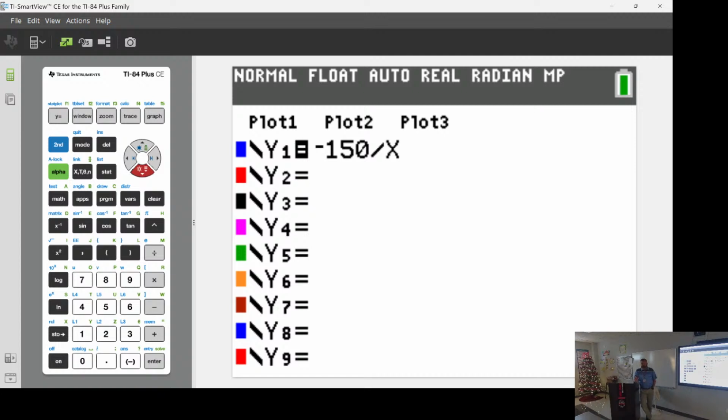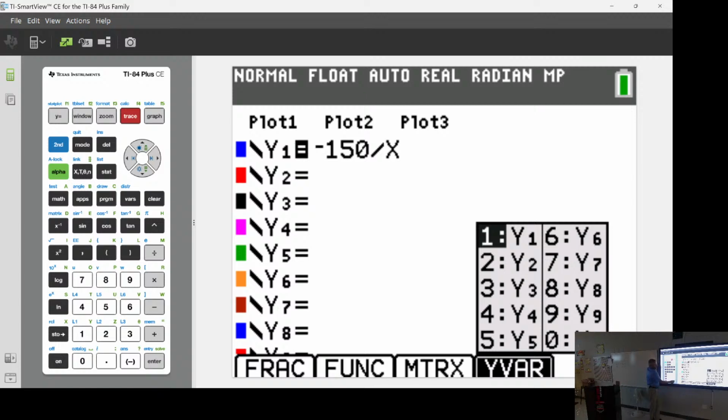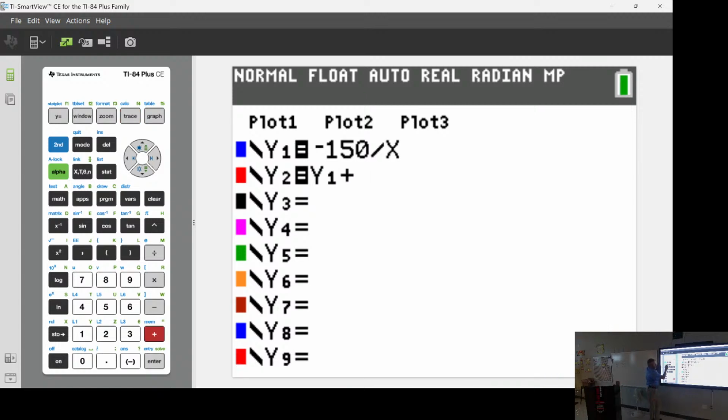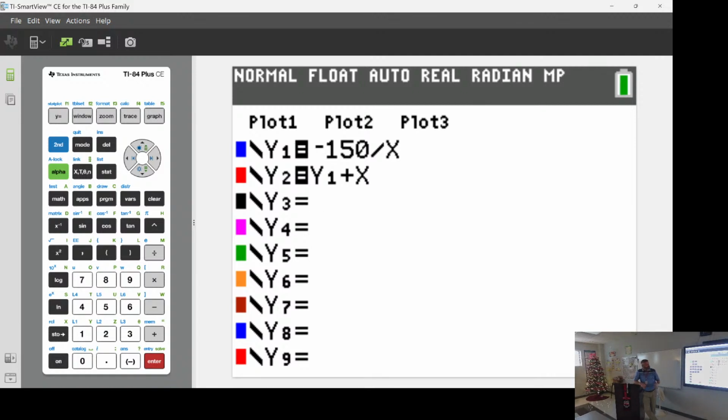I don't use the number at all. y1. So how do I get a y1 here? Alpha trace. There it is. Plus x. Every time you're looking for two numbers that multiply together to get one number, but add together to get something else, this is what you're going to put into y1 and y2. The only number you're going to enter is that AC number, which in this case was negative 150.